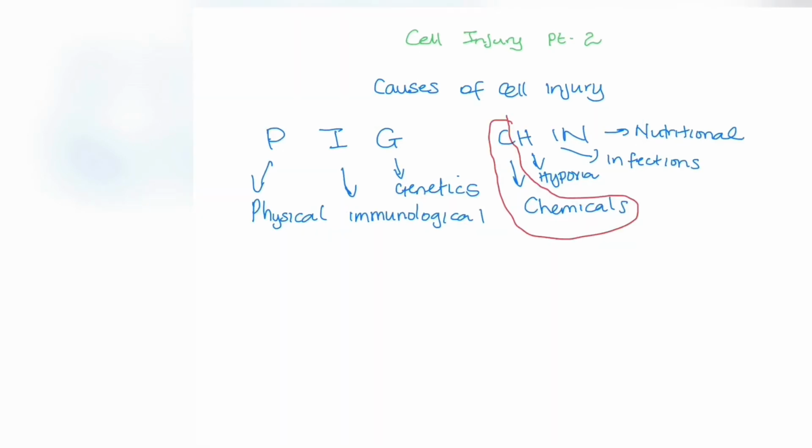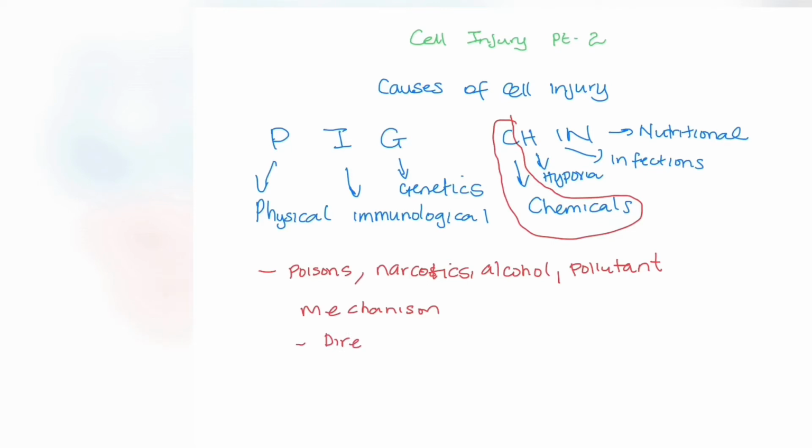C is for chemical injuries. Chemical injuries may be induced by compounds such as poisons, pollutants, drugs such as narcotic drugs, as well as alcohol. All of these can induce cellular injury, but normal substances such as glucose and salt, if in too high a concentration, can also change the osmotic environment and cause cellular injuries.